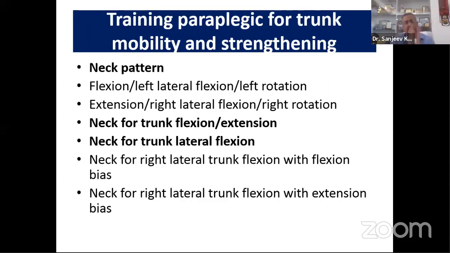So now let us come to the training of a paraplegic patient who is having issues concerning the trunk. Paraplegics always have both lower limbs involved, and maybe some part of the trunk. So we can use neck patterns, neck for trunk patterns, and upper limb patterns. We can use pure neck pattern, neck for trunk, and pure upper limb pattern. We can use chopping and other things also. I'll deliberate upon all of this one by one.